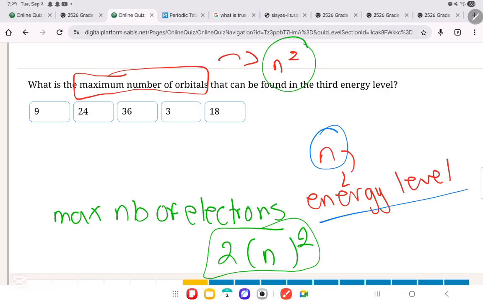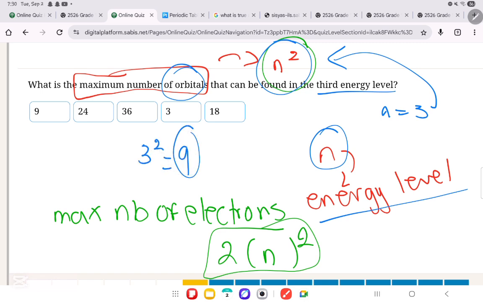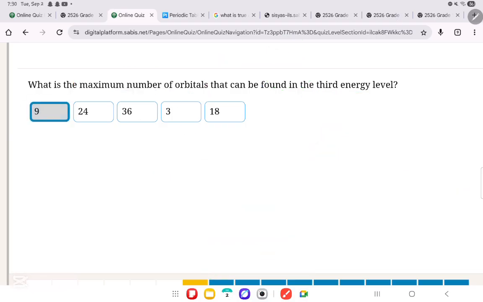So in this case, they want the maximum number of orbitals, meaning we will use this equation, in the third energy level, right? So n, in this case, is how much? n is equal to 3. Just substitute it over here. So it's going to be 3 squared, which is what? Which is 9. So we have a maximum of 9 orbitals in the third energy level. That's question number 7 done.